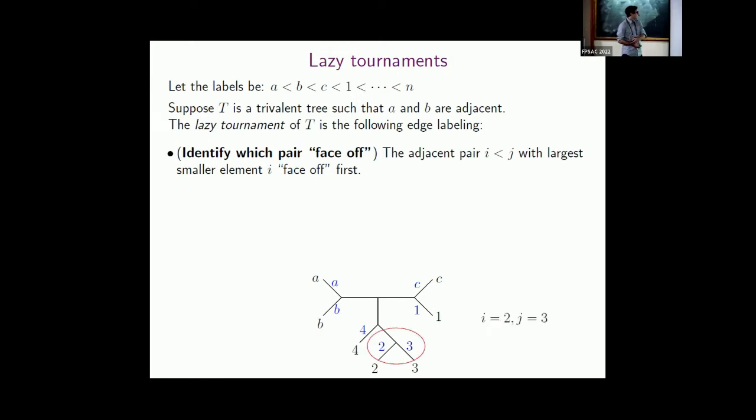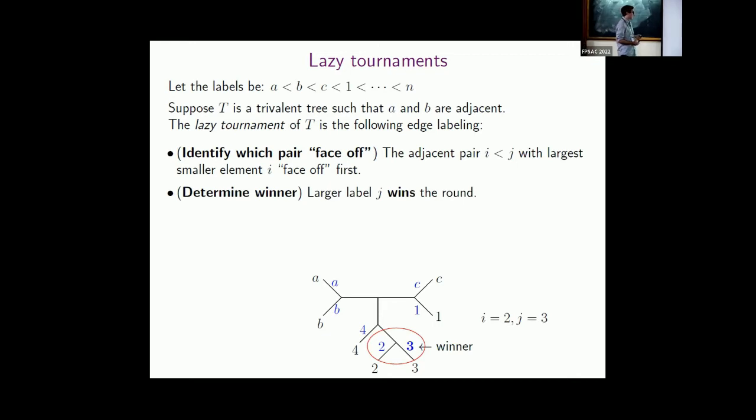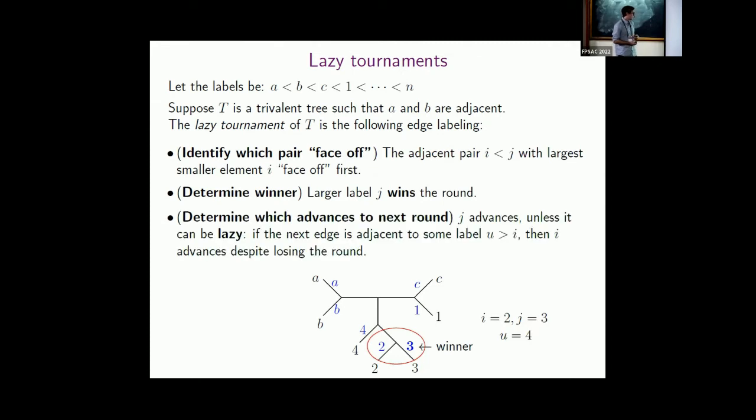And you can think of 1 through n as ranking the players, and we say that the larger label automatically wins that round because they're more experienced. But in this lazy tournament, there's this funny rule where 3, the winner, may not be the person that advances. It advances most of the time, except when 3 sees that 2 will be beaten by the person in the next round. So 3 sees that 2 would match up against 4, and 2 would lose against 4. So 3 is lazy and drops out of the tournament and allows 2 to advance.